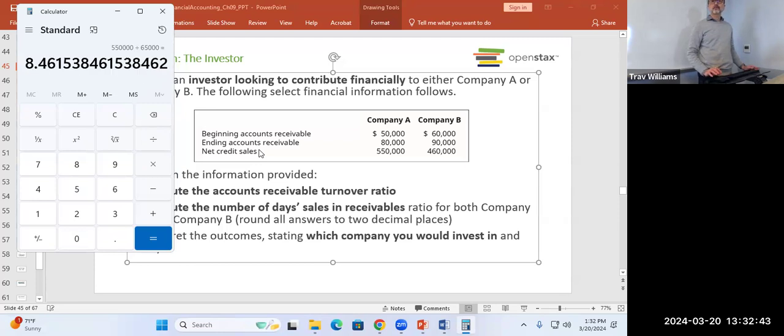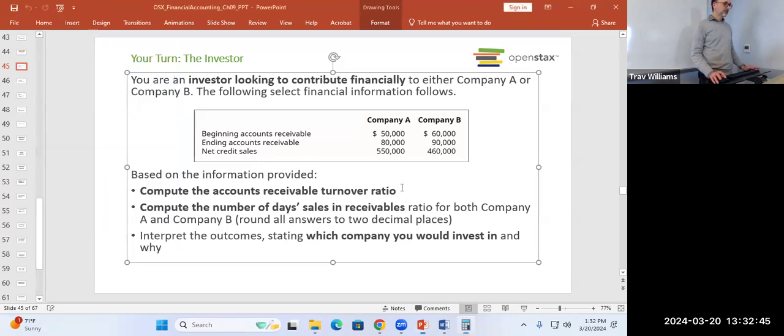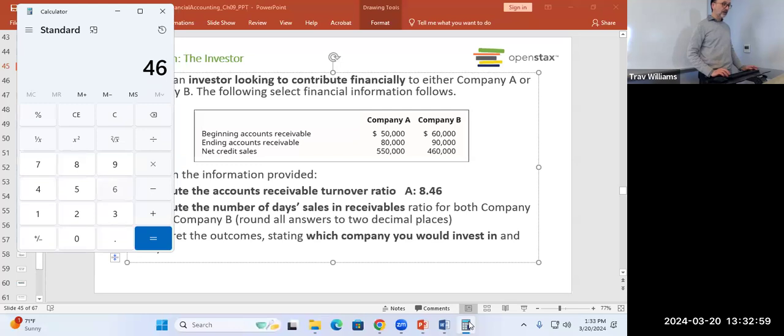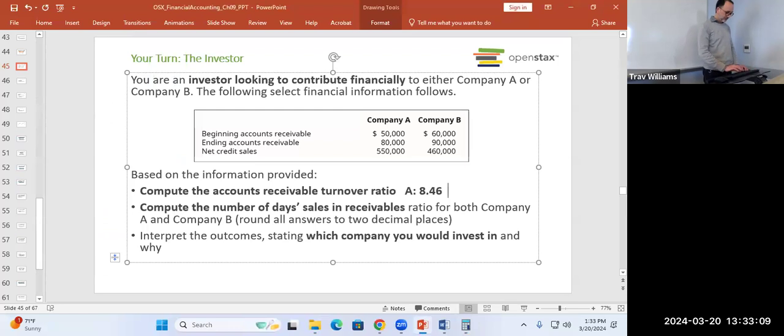Did I do that right? Is that what you all got? Okay. So we'll just put that's company A. And then the same thing for company B. So we're going to take 460,000 net credit sales and divide it by the 75,000 average accounts receivable we talked about earlier. 6.13, right?